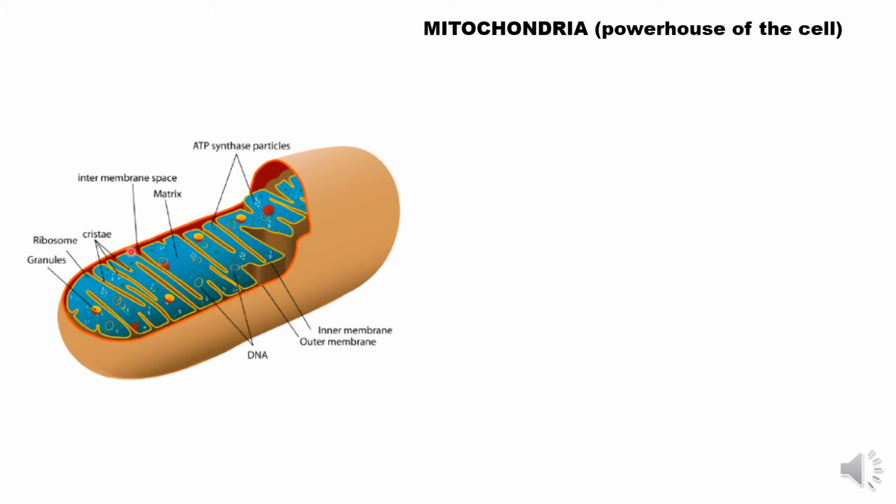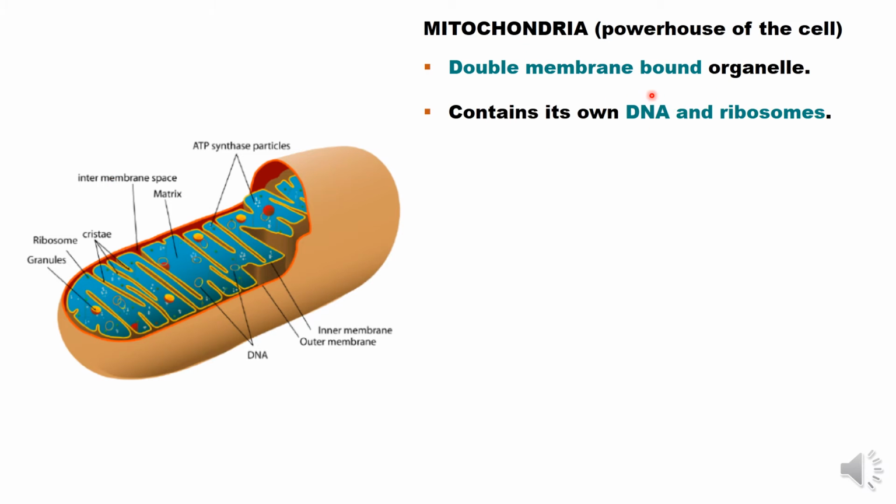The first thing to pay attention to is that after the nucleus, mitochondria are those cell organelles which have a double membrane covering. So there will be an outer membrane and then an inner membrane. Let us learn more about this. Remember, it is a double membrane bound organelle, and it also contains its own DNA and ribosomes. So there is a certain level of autonomy in this organelle.